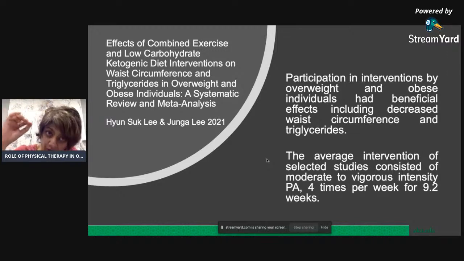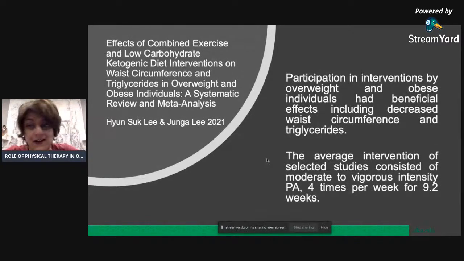This is actually a critical study because we know that abdominal fat, abdominal adipose tissue is extremely risky, right? It increases the risk of heart disease, of diabetes tremendously. So this was a really good result where there was actually a decrease in waist circumference and triglycerides.